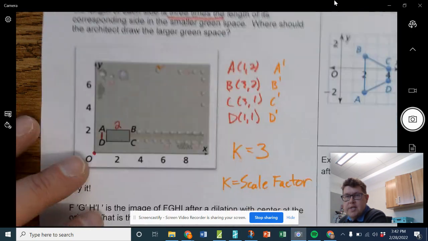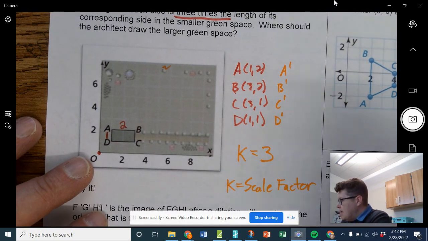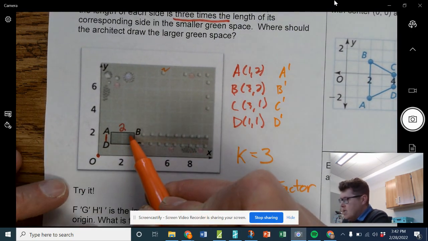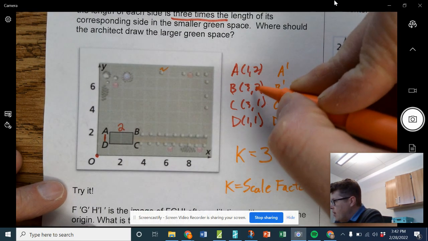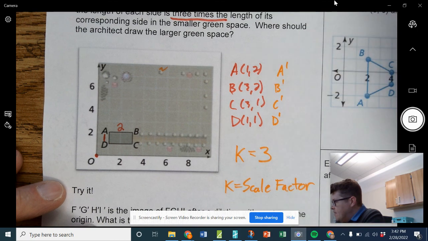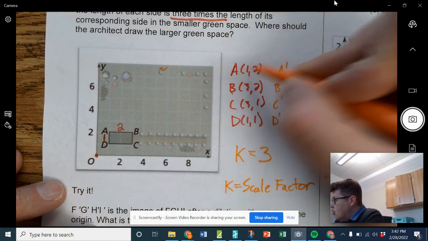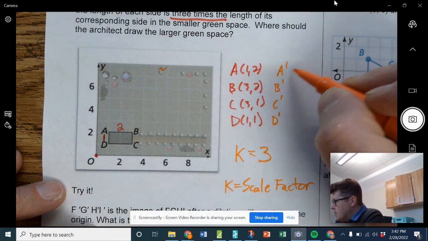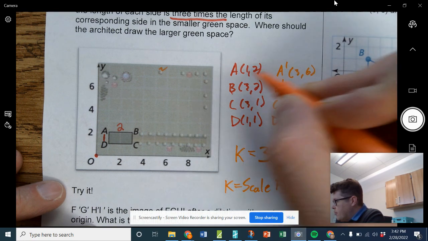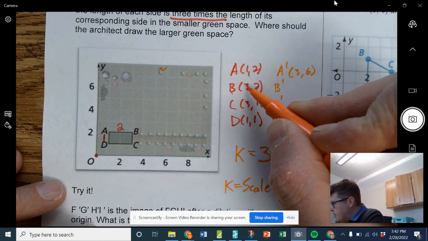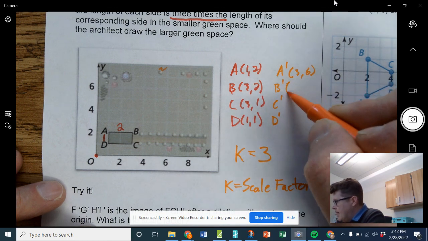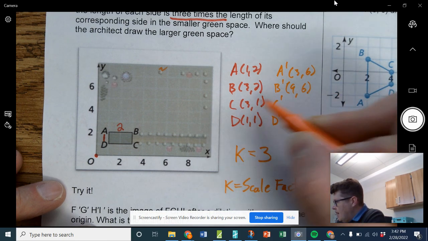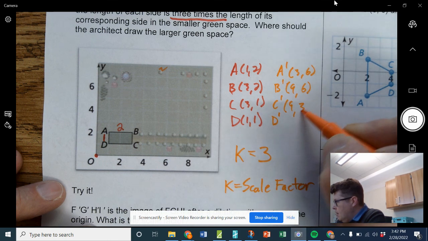Dilation means we're changing the size. So the scale factor of this dilation is 3, which means we're making this 3 times bigger. And so what we do is we just take each number here and multiply it by 3, and that gives us our new set of points, right? So this becomes 3, 6. After we multiply each of these by 3, that becomes 9, 6. Okay, and then 9, 3, and then 3, 3 for that.